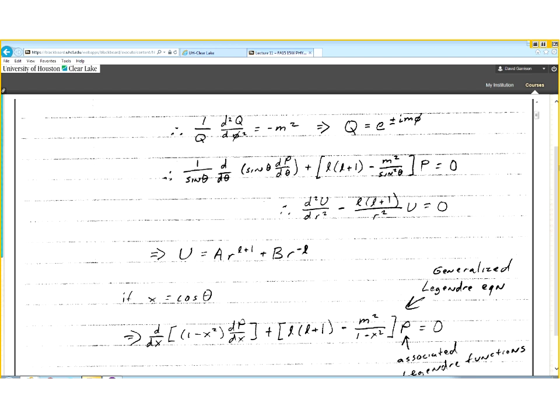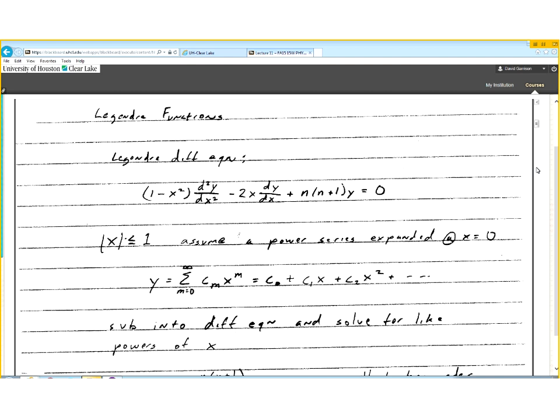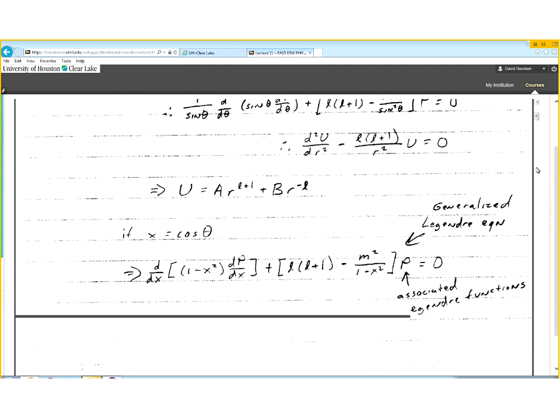And the solution for the R terms is just A times R to the L plus 1 plus B times R to the minus L. And meanwhile, the theta term formed a differential equation which can be solved by the associated Legendre function, because this is the generalized Legendre equation, just like we talked about last week. And so when you put all this together, this forms the solution to the potential in spherical coordinates.